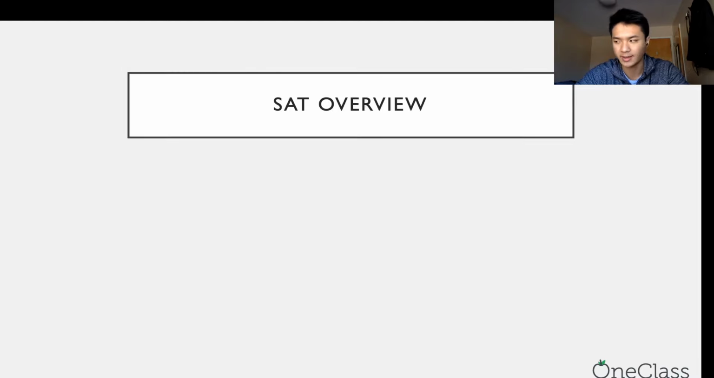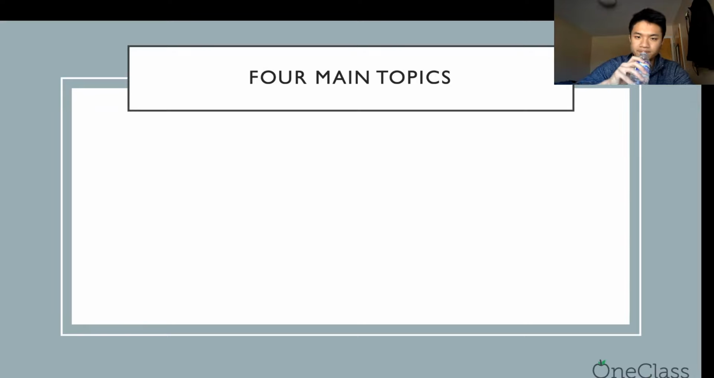So we'll start with that SAT overview. This is really helpful because Kaplan and College Board and Khan Academy have put out a very, very transparent way of looking at the types of topics on the test. And there are 4 main ones on the math section.